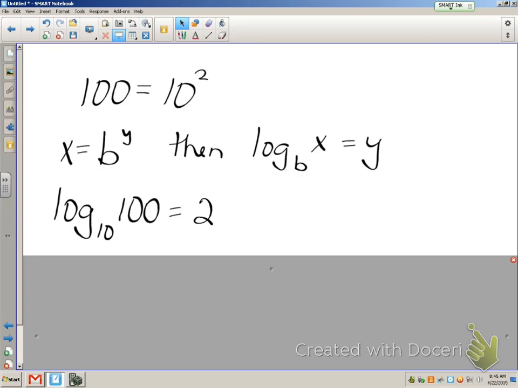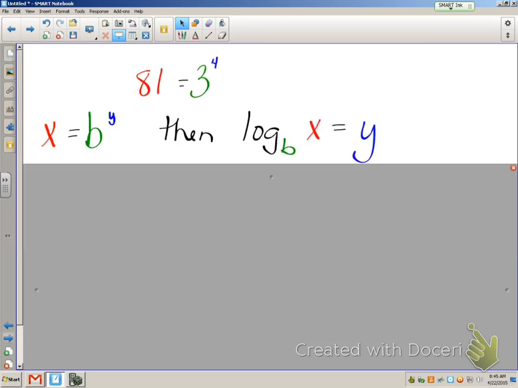Now the reason that we use logarithms is to help us find that exponent. So we're taking the base and plugging it in, taking what it is equal to, plugging it in, and then that's allowing us to solve for that exponent of 2. So let's look at some more.